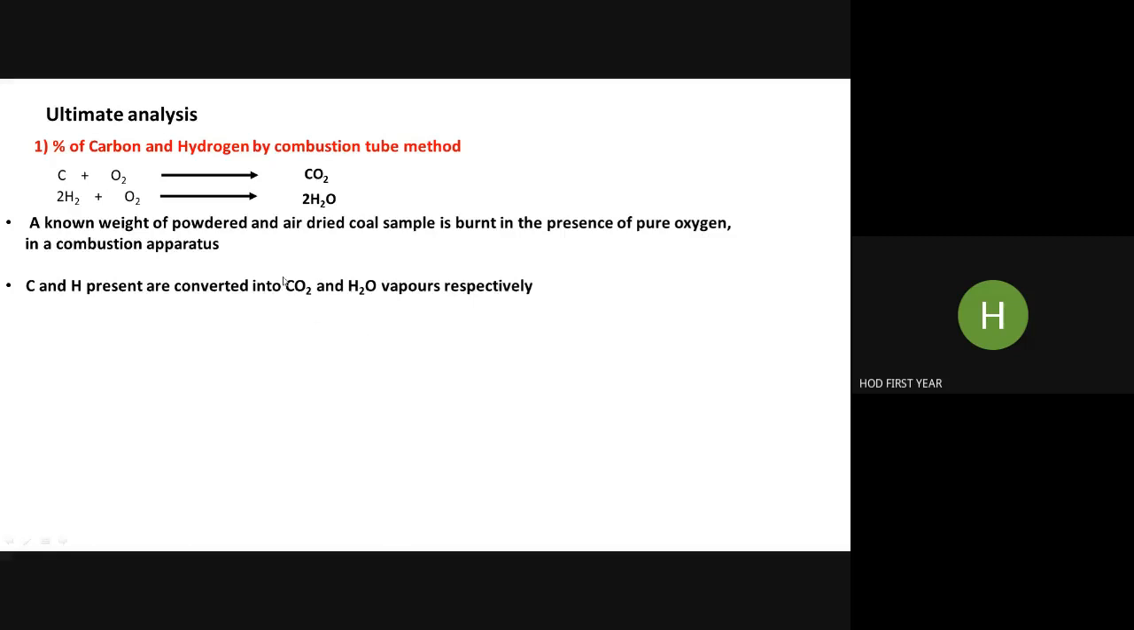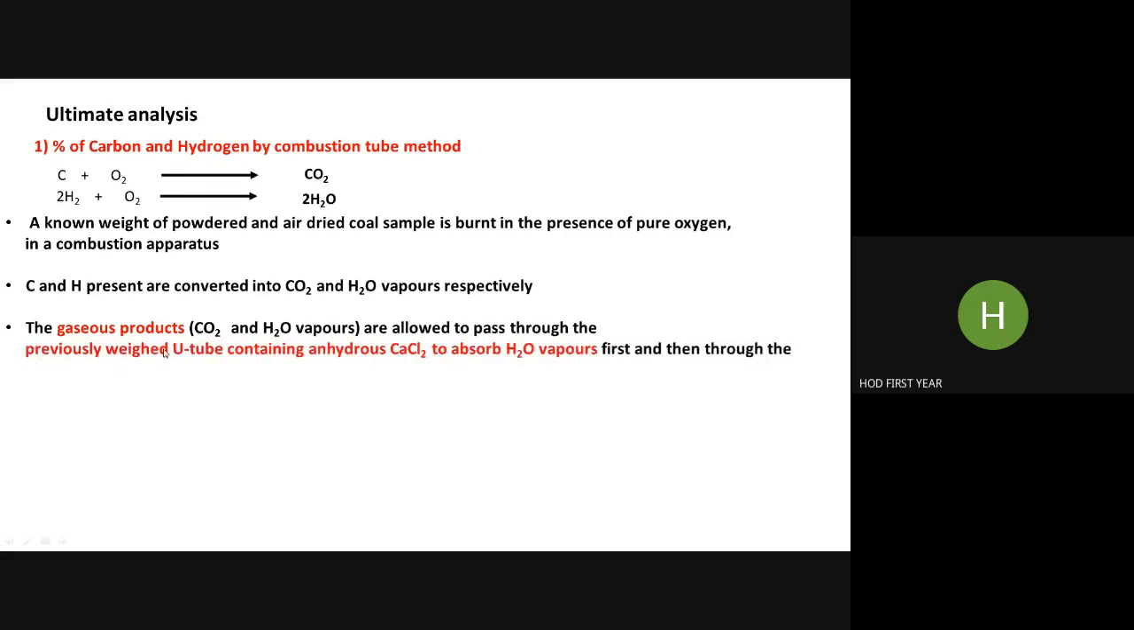Now we need to measure the amount of these vapors produced, the amount of CO2 and the amount of H2O. So the gaseous products, these CO2 and H2O vapors, are allowed to pass through a previously weighed, that is, accurately weighed, U tube, whose weight is known, containing anhydrous calcium chloride powder to absorb H2O vapors first.